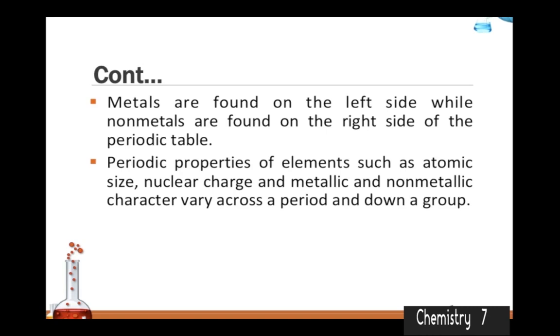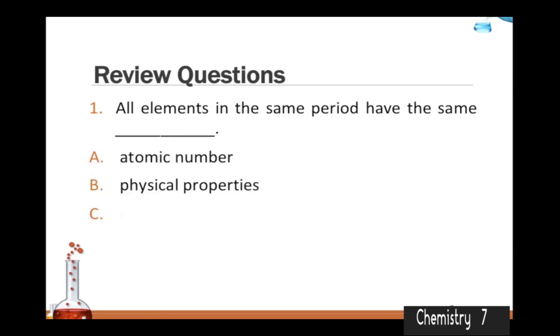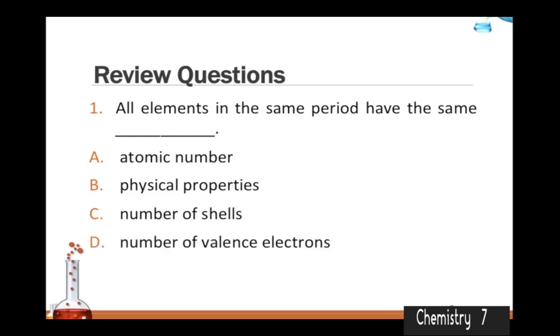Periodic properties of elements, such as atomic size, nuclear charge, and metallic and nonmetallic character, vary across a period and down a group. In review, all elements in the same period have the same number of shells.